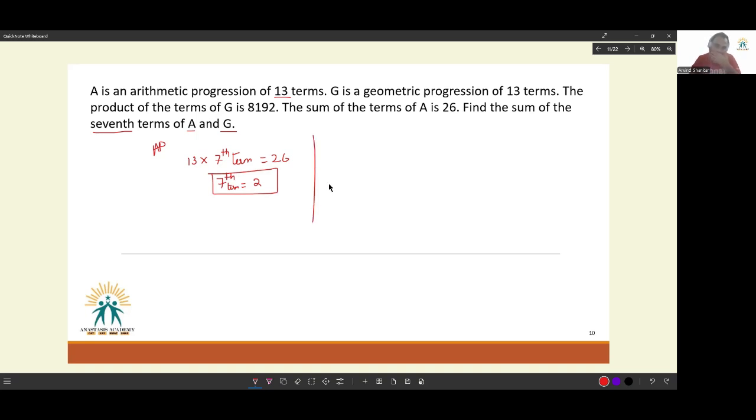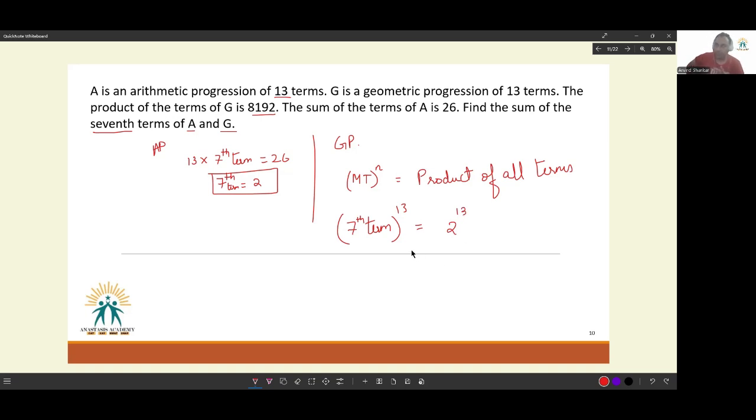Similarly, now look at GP. For the GP, middle term raised to the power number of terms is equal to product of all terms. So middle term here is the seventh term. So seventh term raised to the power 13 equal to product of all the terms of G, which is 8192, which a little familiarity will lead you to. This is 2 raised to the power 13 only.